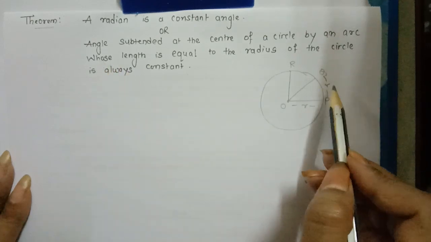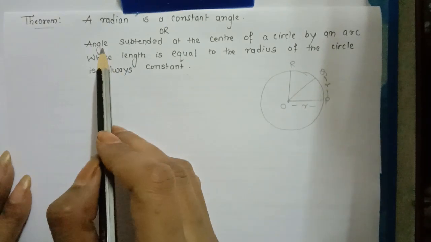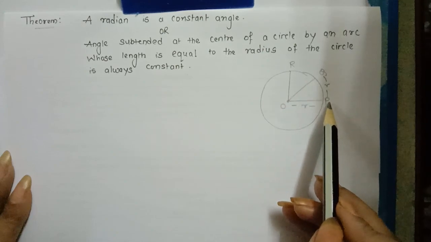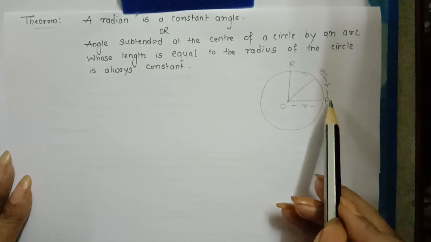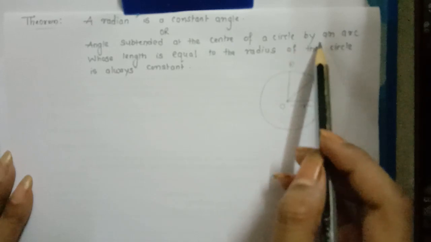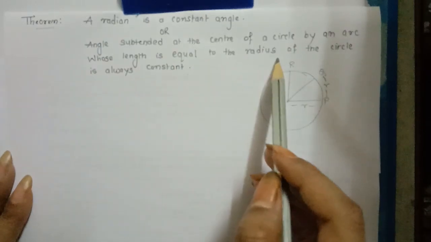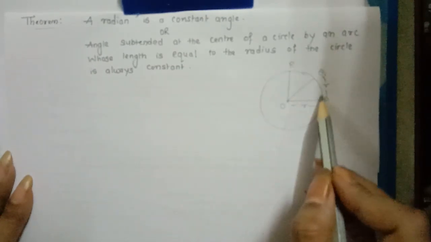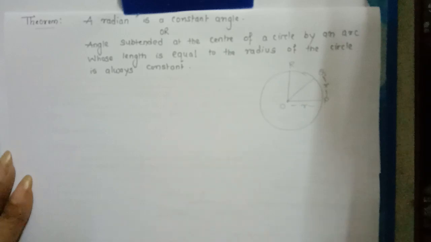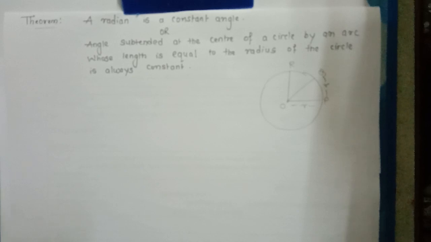see here, why I am considering this arc equal to R. See here, the angle subtended at the center of a circle by an arc. So this angle, which angle? Angle POQ, at the center of a circle, subtended by an arc whose length is equal to the radius of the circle. Now, this arc is equal to R, which is always a constant. Now here, let's begin with the proof.